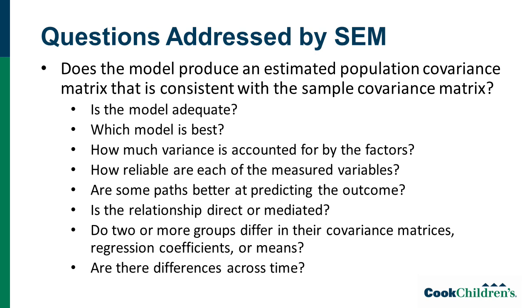Another question that is addressed is how much variance in the variable is accounted for by the factors. This is kind of a big question, right? So the answer SEM provides is through R-squared type statistics. So when you run your SEM, you're going to get an R-squared type statistic. It's going to give you your variance accountabilities.